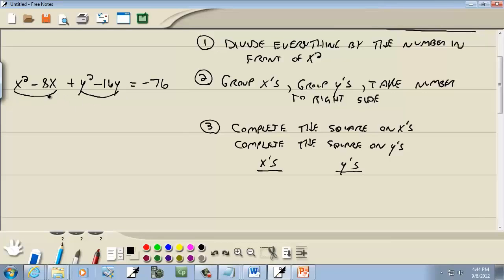So for x's, remember with completing the square, we take the number before the x, which is -8. You multiply it times a half, and you square it. It's always times a half, it's always squared. Well, -8 times a half is -4. -4 squared gives us 16. And then we would add that to both sides. Now specifically, I'm going to add it to the x's on the left side.